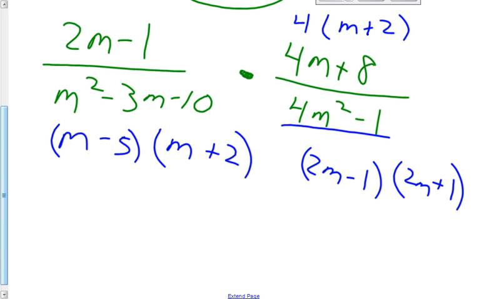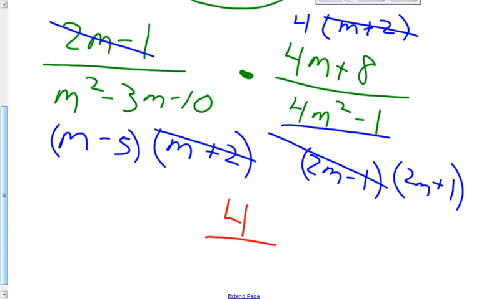All right, let's reduce. 2m minus 1, 2m minus 1. m plus 2, m plus 2. And that's all we have. So we're left with a 4 in the numerator. And we are left with two binomials, one of them being m minus 5, and the other one being 2m plus 1. 4 divided by m minus 5 times 2m plus 1.